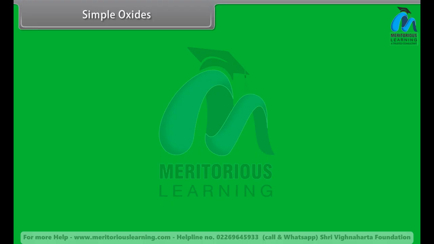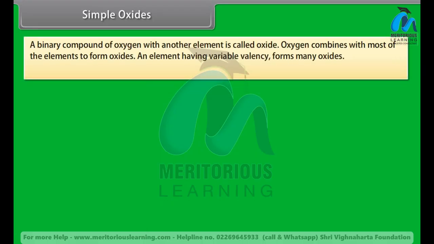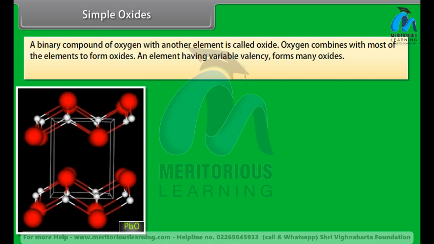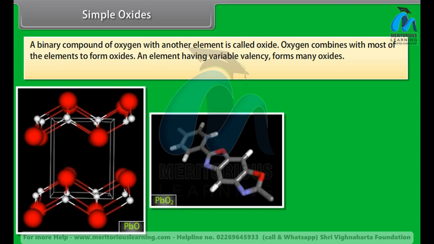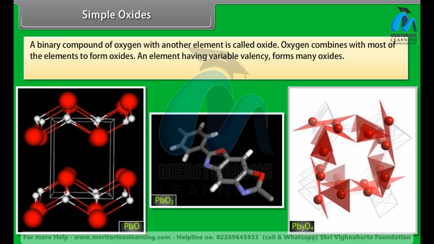Simple oxides. A binary compound of oxygen with another element is called oxide. Oxygen combines with most of the elements to form oxides. An element having variable valency forms many oxides. For example, PbO, PbO2 and Pb3O4. On the basis of their nature, oxides can be classified as follows.